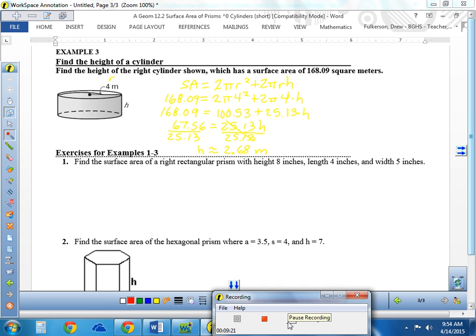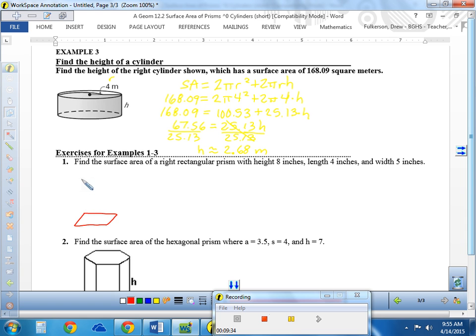Up next, we're going to try some exercises to practice these once again. It says, find the surface area of a right rectangular prism with a height of 8 inches, length of 4, width of 5. So for some people, you'll need to draw this out. I'll go ahead and do a quick sketch. It's not going to be perfect, but it'll give you an idea of what we're looking at. So it looks something like this.